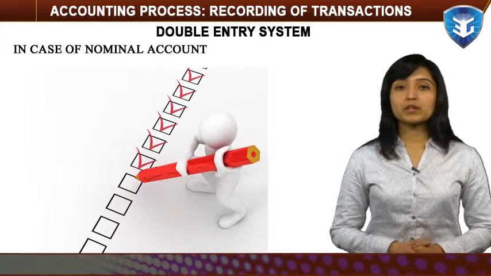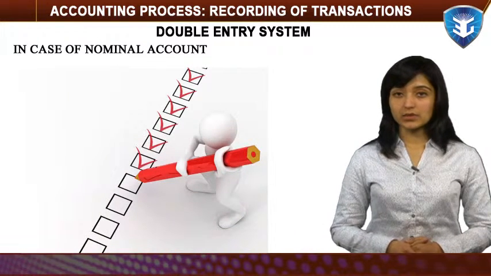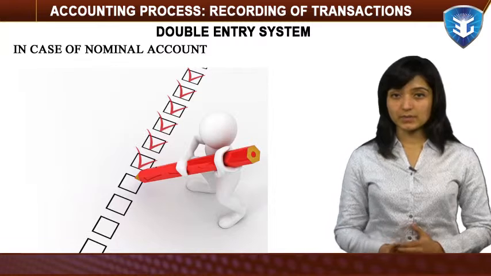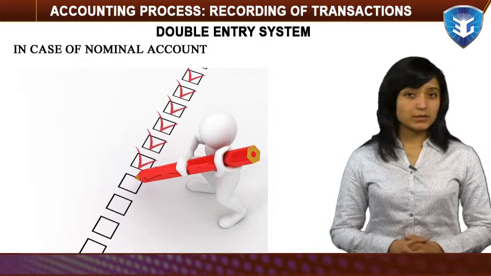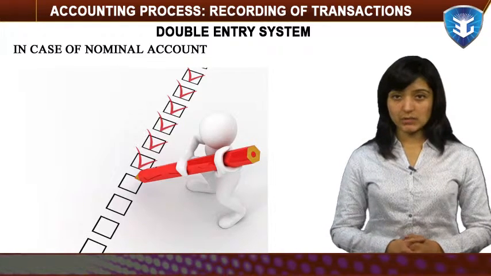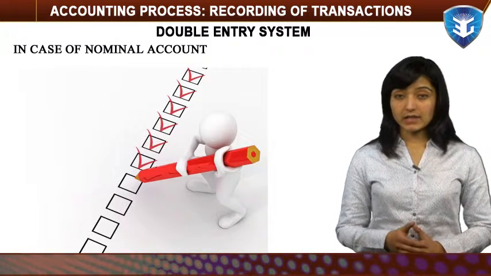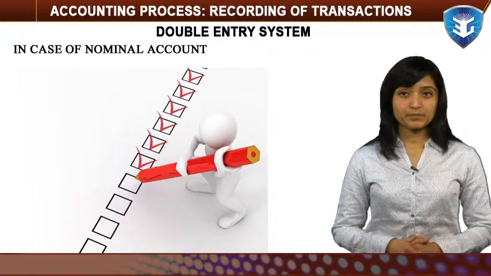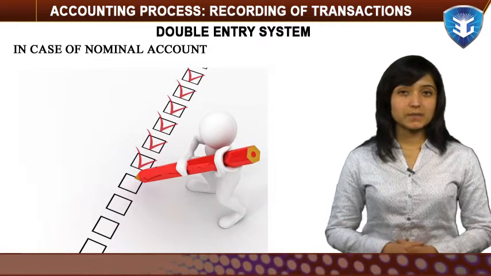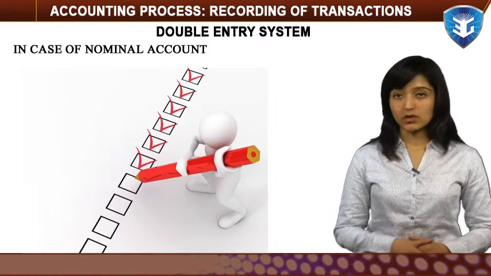In case of a nominal account, a debit in a nominal account implies that either expenditure has been incurred, some loss has taken place, or some income has diminished by the amount of the debit. Credit in a nominal account signifies that income or profit is earned. The debtor is all expenses and losses, and the creditor is all income and gains.